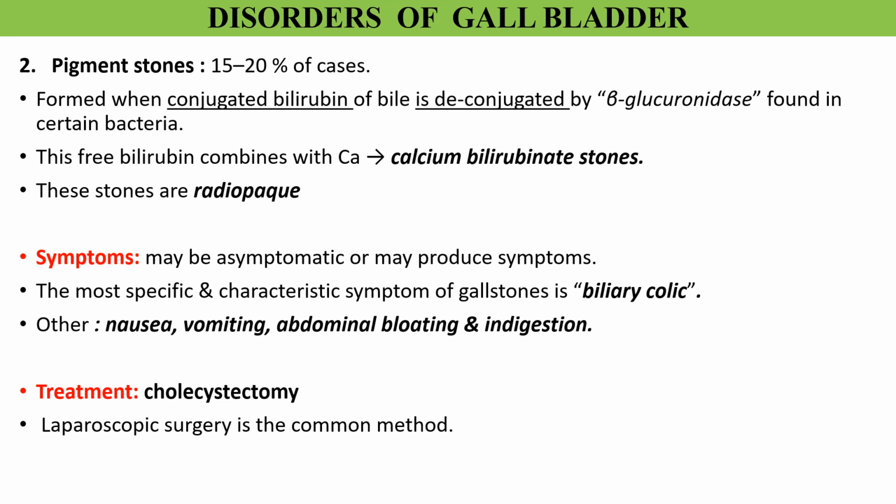The signs and symptoms of gallbladder stones vary in people depending upon the condition. People suffering may be asymptomatic or may produce mild to moderate or severe symptoms. The most specific and characteristic symptom of gallbladder stone is biliary colic, that is pain. Other symptoms may also accompany biliary colic like nausea or vomiting, abdominal bloating and indigestion. Treatment is cholecystectomy, that is surgical removal of the gallbladder. It can be done nowadays by laparoscopy.